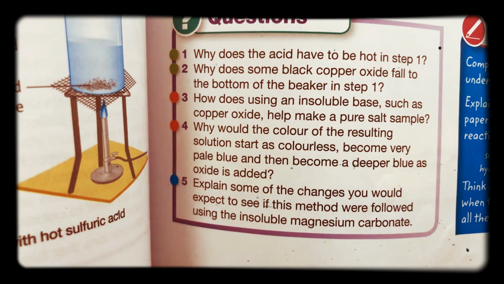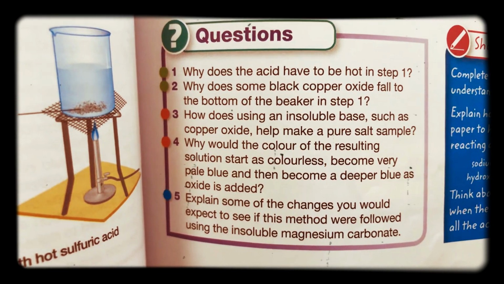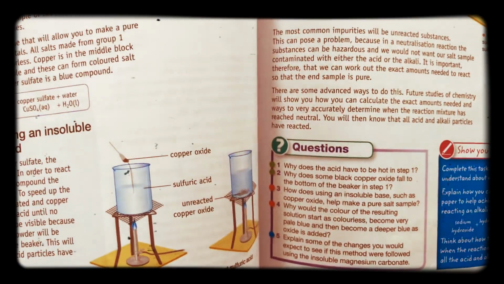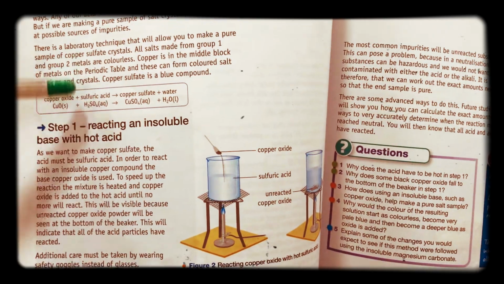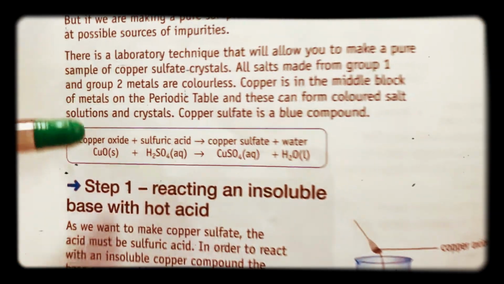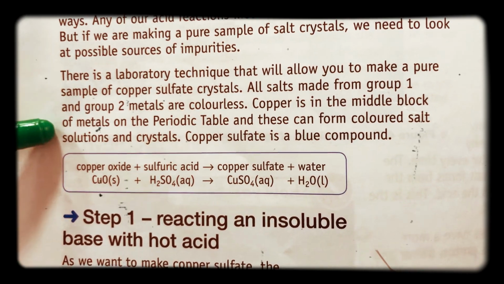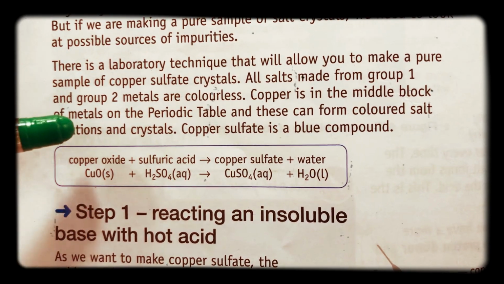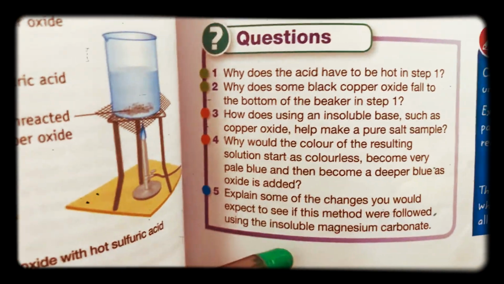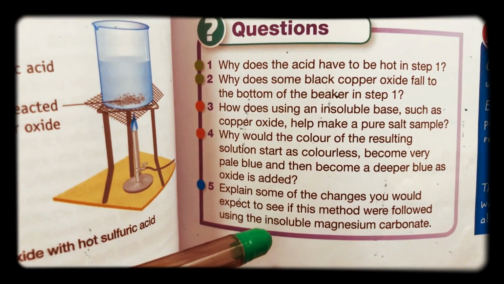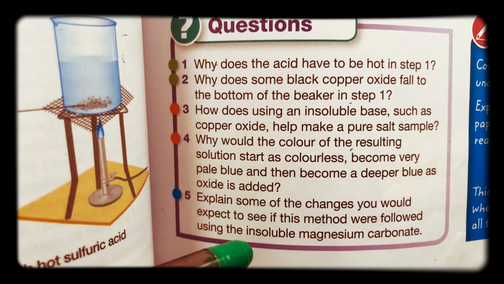Let's think about question number 5. Explain some of the changes you would expect to see if this method was followed using the insoluble magnesium carbonate. Can you remember what was over here? Try and formulate an answer. Pause the video. The reason why is because all salts made from group 1 and group 2 are colourless. So that would mean to say the changes you would see is you would not see blue crystals, you would see colourless crystals. Shame on you if you said white crystals.